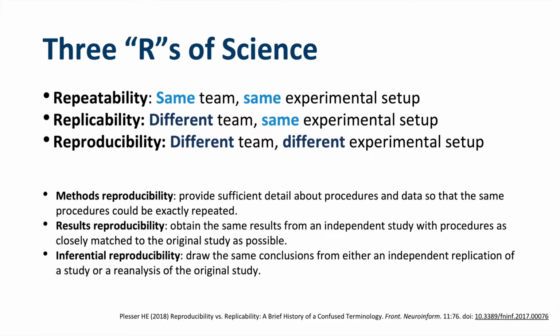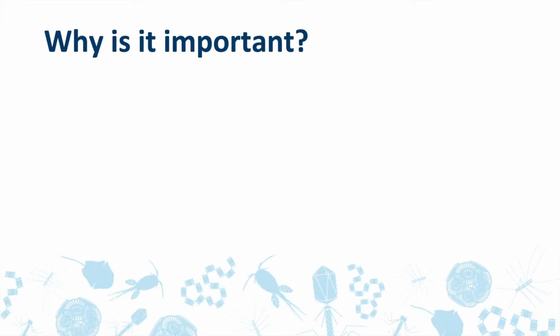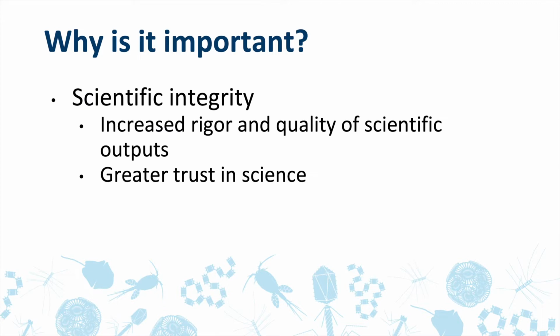In terms of reproducibility, why is it important to us? So a big reason is scientific integrity. You get increased rigor, increased quality of scientific outputs, and greater trust in science. When you don't have reproducibility, you have things like paper retractions.